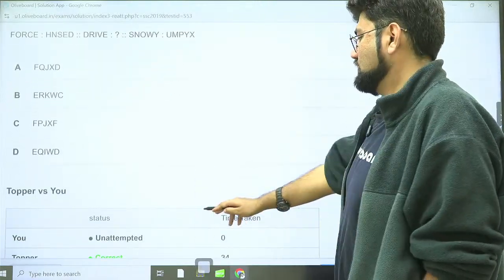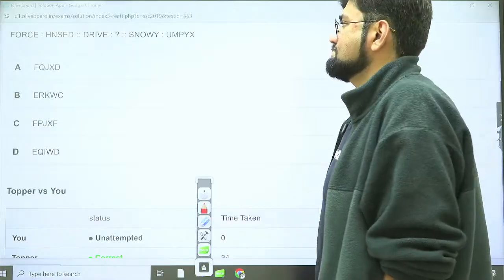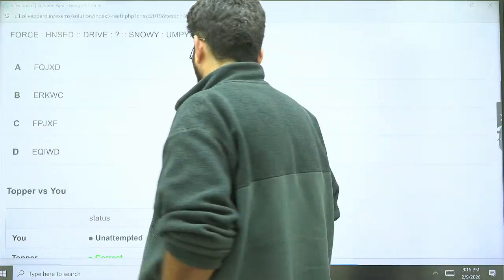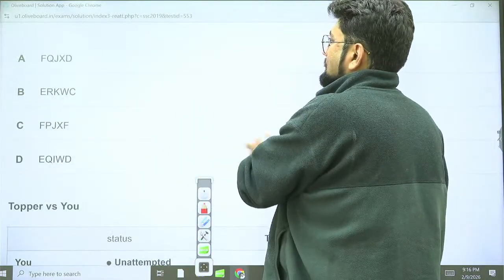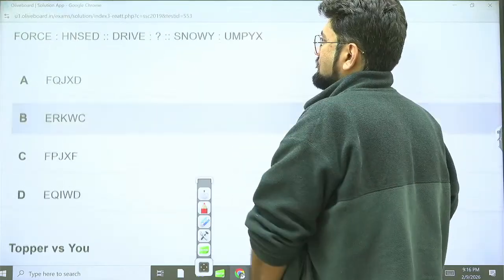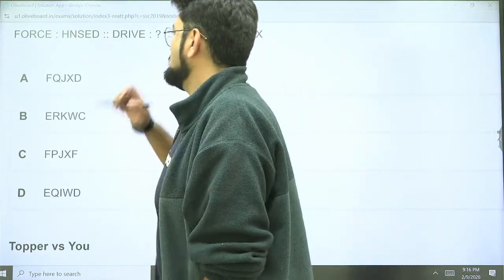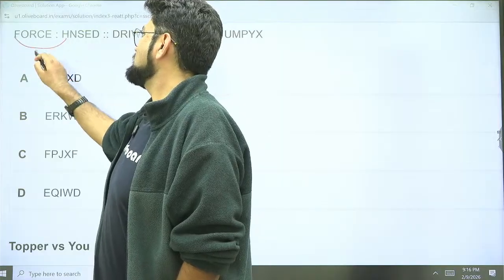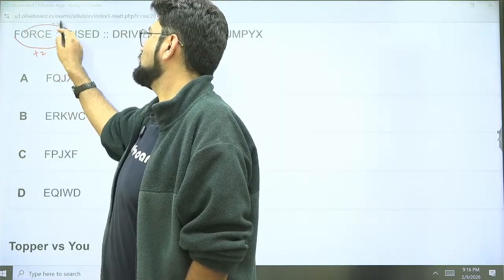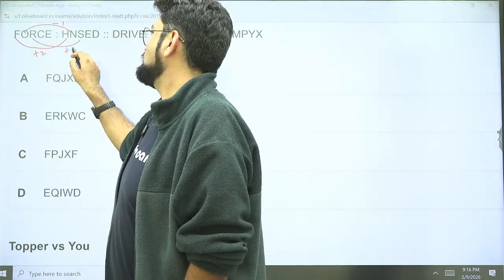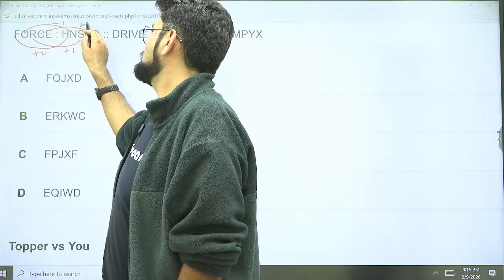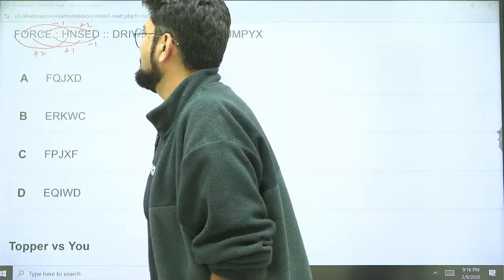Okay. Look at this one now. Force is related to H and SED. Let me increase the size in this one. Force related to this H and SED. So what will you see? You will see that this is 6, this is 8 plus 2. This is 15, 14 minus 1. 18, say 19 plus 1. 3, 5 plus 2 and 5 minus 1.